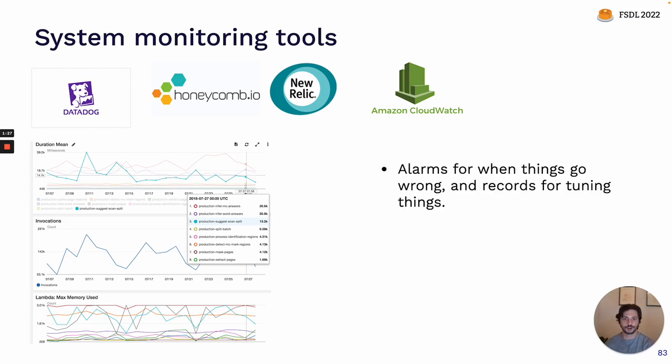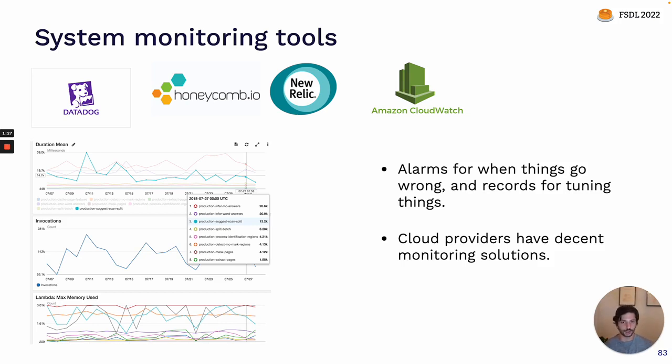And they provide functionality for setting alarms when things go wrong. And most of the cloud providers have pretty decent solutions here. But if you want something better, you can look at one of the observability or monitoring specific tools like Honeycomb or Datadog. You can monitor pretty much anything in these systems.